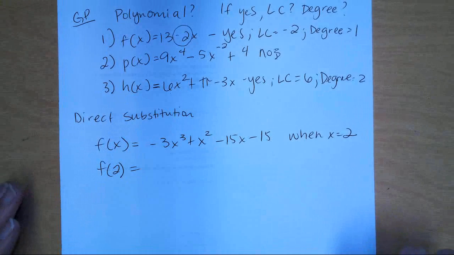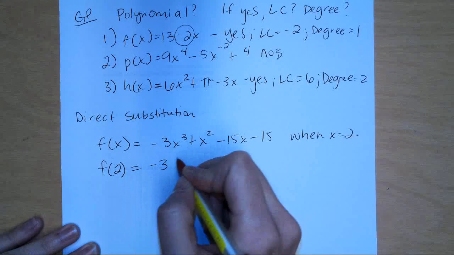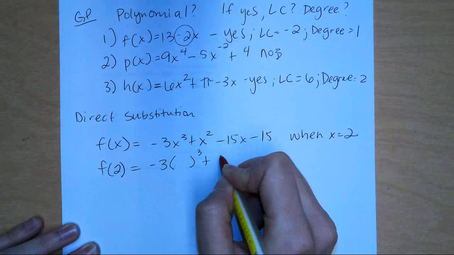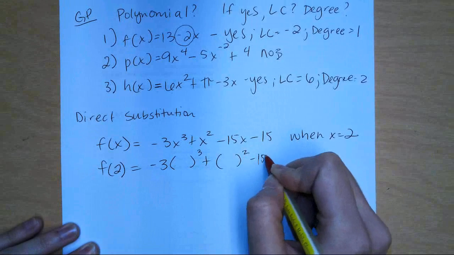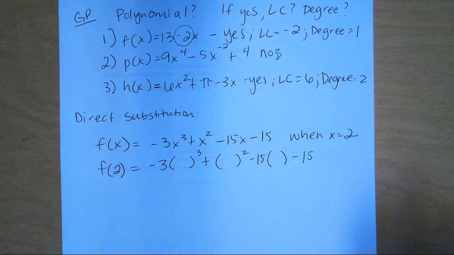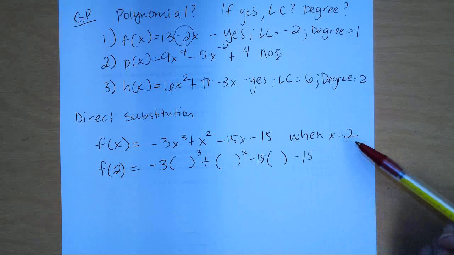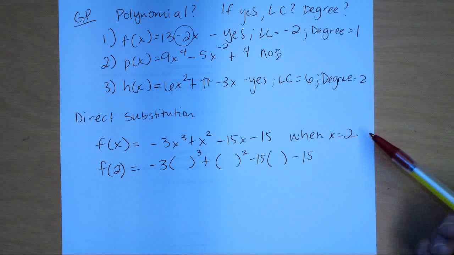equals, and then I always go through and put parentheses wherever there's an x, and I think we've talked about this a little bit before. So parentheses cubed, plus parentheses squared, minus 15 parentheses, minus 15. Putting in the parentheses where there's an x will avoid the issue of if there's a negative number. So, for instance, we're going to go back and do this when x is negative 2. And the parentheses will help us. So let's do 2 first, and then we'll talk about negative 2.